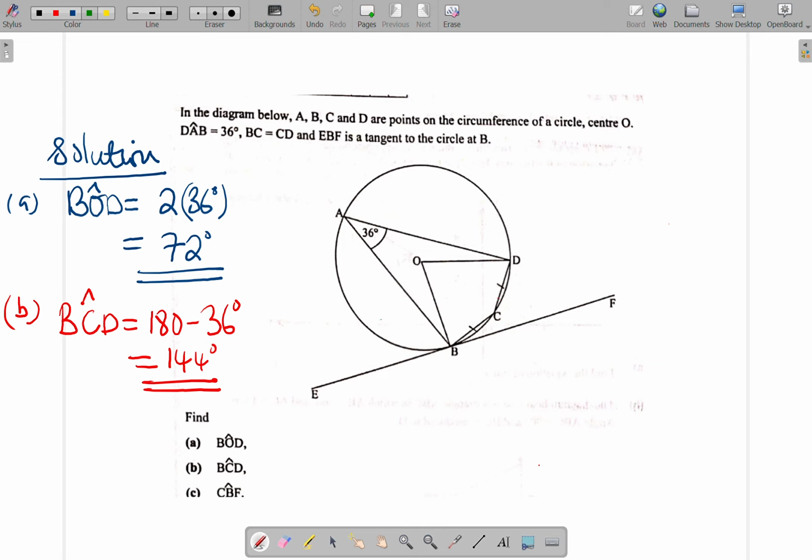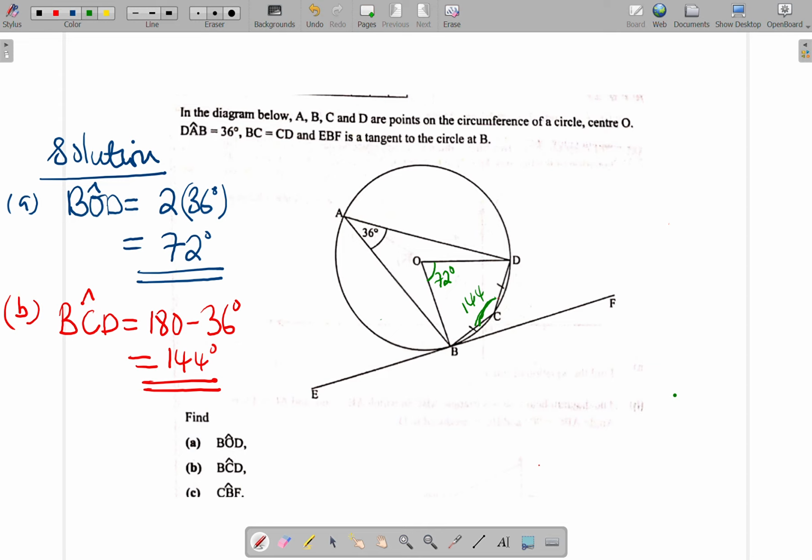Right, so I'll simply say, okay, this angle here is 144, this angle here is 144 degrees. The angle here is 72 degrees. Are you able to see that? If that is 144 and that is 72, that is 72 degrees.